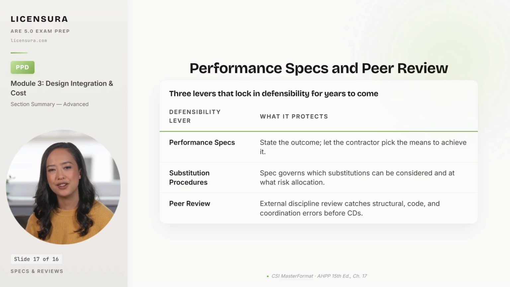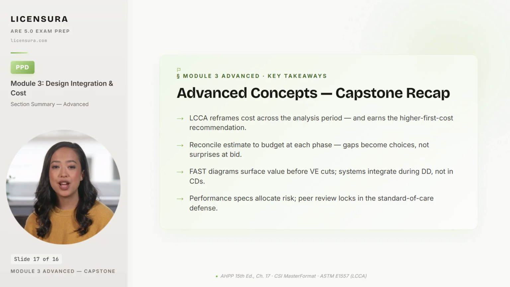4 takeaways close the advanced arc into the evidentiary discipline that distinguishes a senior licensed architect from a junior one. The lifecycle reframe under ASTM E917 takes the cost question out of first cost only territory and reframes it across the analysis period, which is the only frame that earns a higher first cost recommendation on an LED, an envelope upgrade, or a high-efficiency mechanical system.